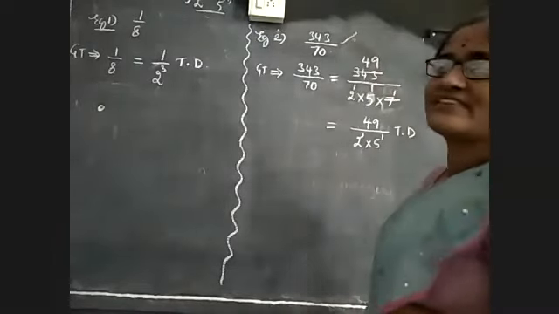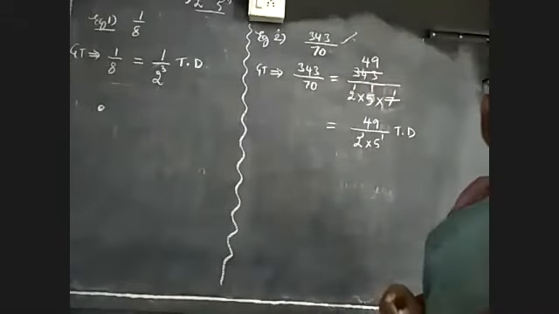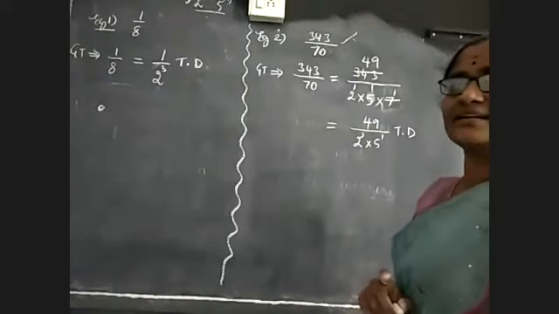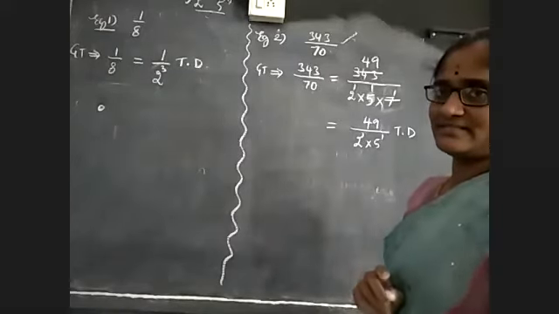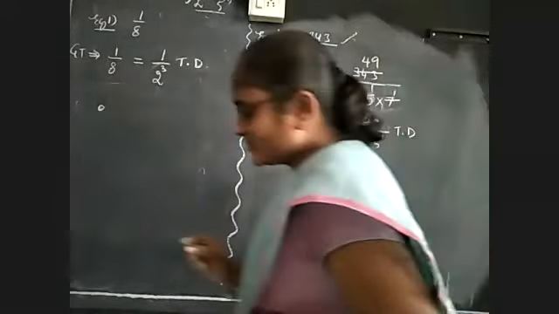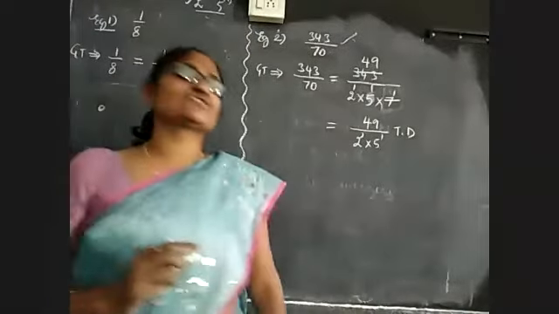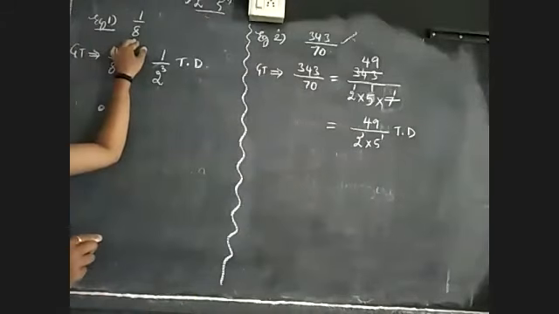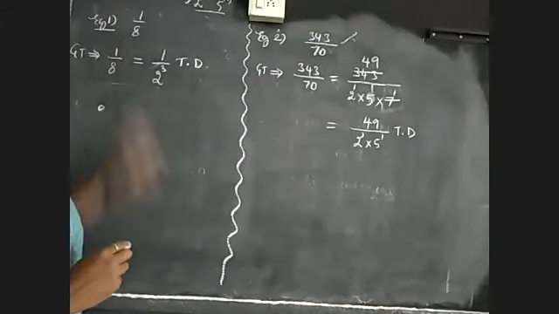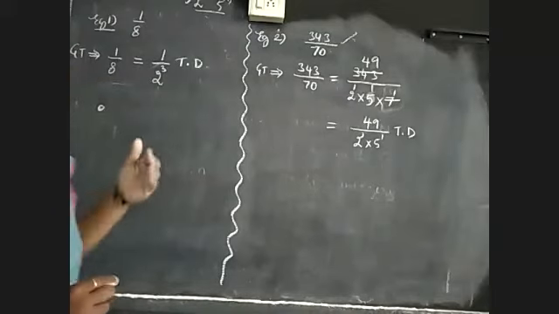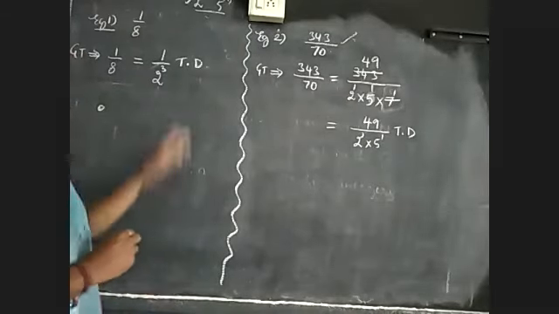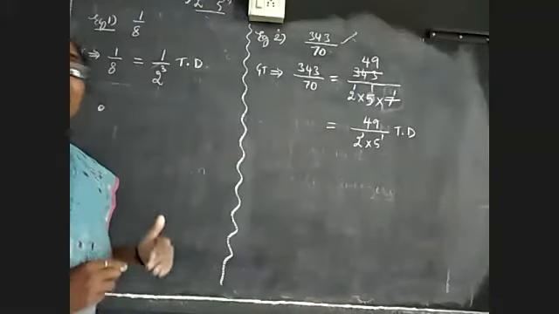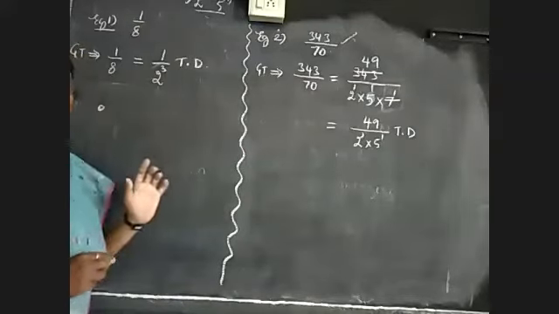343 by 70 is a terminating decimal. Like that, we have to take the terminating decimal and non-terminating decimal theorems. Here, first I give a question: whether the given rational numbers are terminating decimal or non-terminating decimal without performing the actual division. Second question, the topic extension: if it is terminating decimal, how are we going to write its decimal value without performing the actual division?